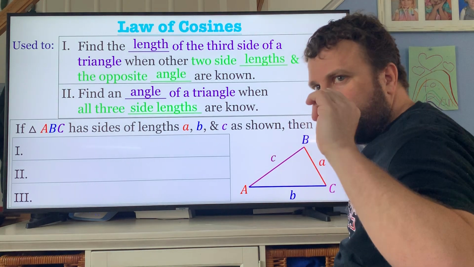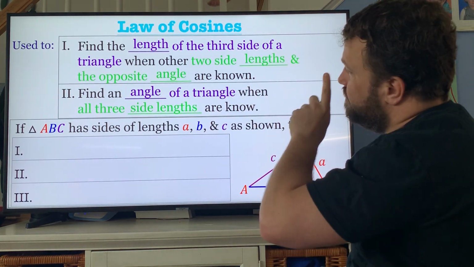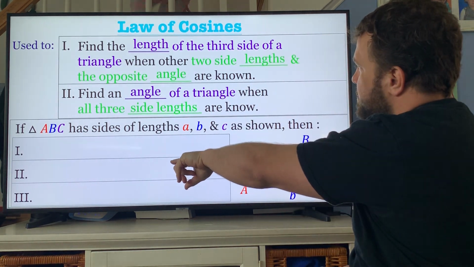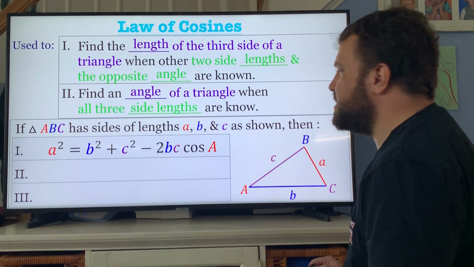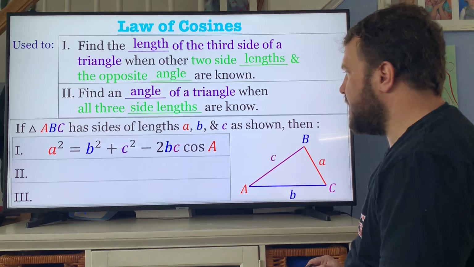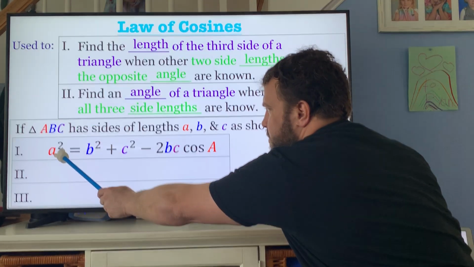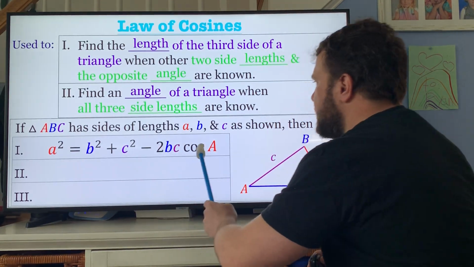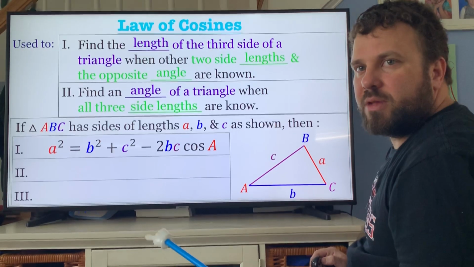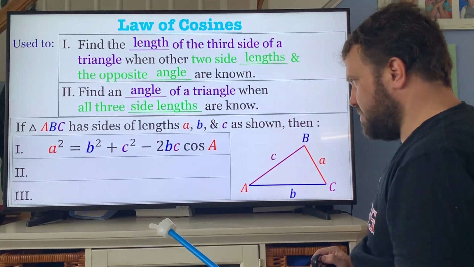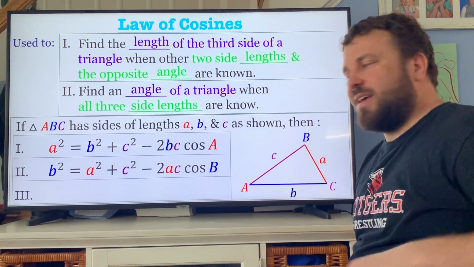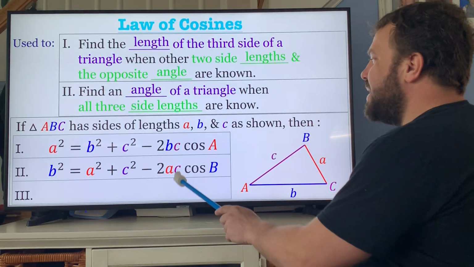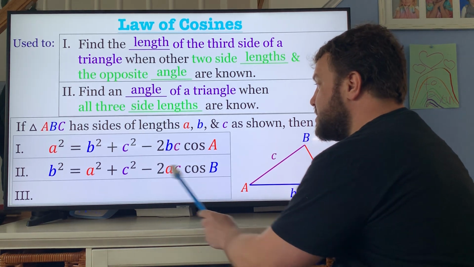So, 3 rules. Rule number 1. A squared equals B squared plus C squared minus 2BC cos A. So, notice whatever you're squaring in front and is by itself is what is in the cosine. Alright? Next. B squared equals A squared plus C squared minus 2AC cosine B.